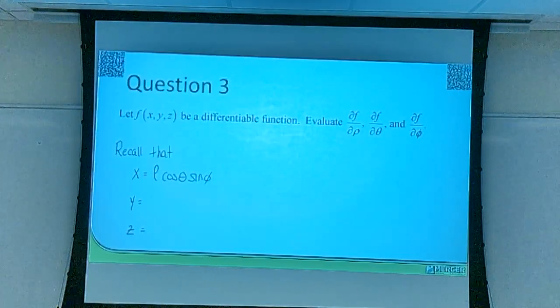And then y is rho sine of theta sine of phi.